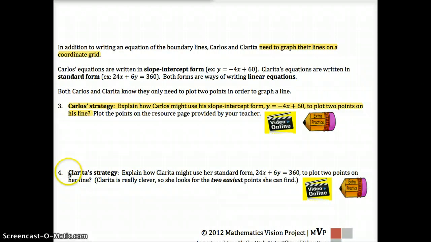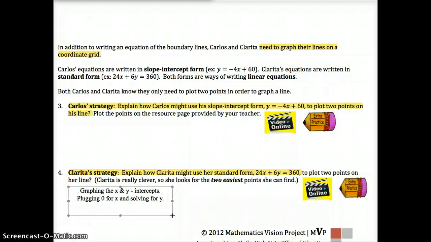Okay, and the next one, you should be explaining how to graph Clarita's in standard form, and this should be an explanation without having to change this into slope-intercept. And you guys should recall that we talked about graphing the x and y intercepts here. Okay, and so that's plugging in 0 for x and solving for y. And this gives you your y-intercept. It's bigger so it's all one line.